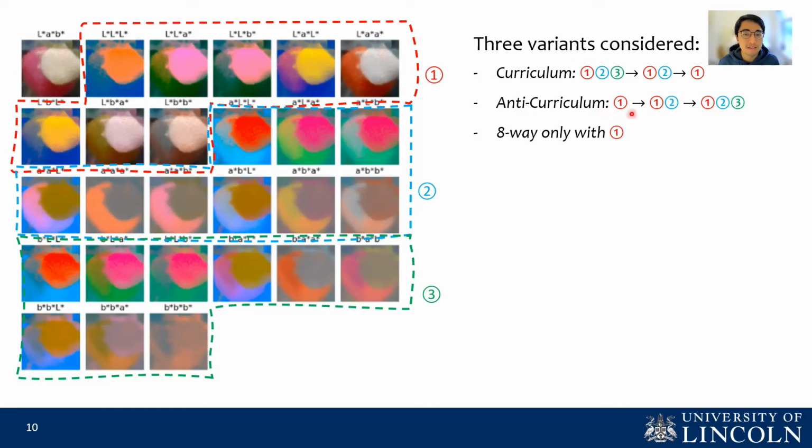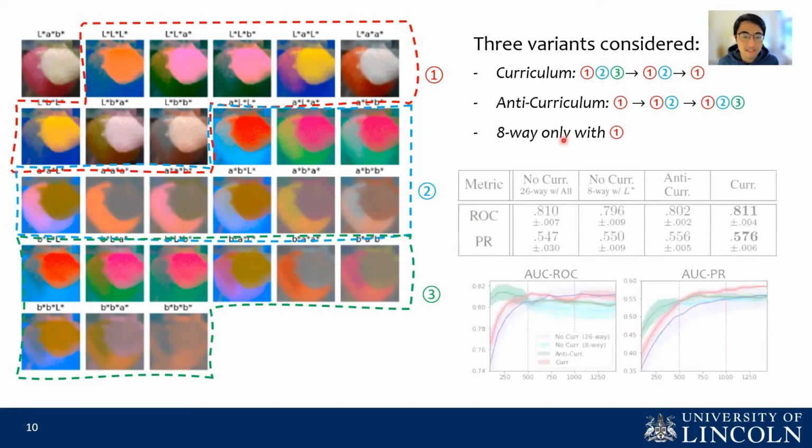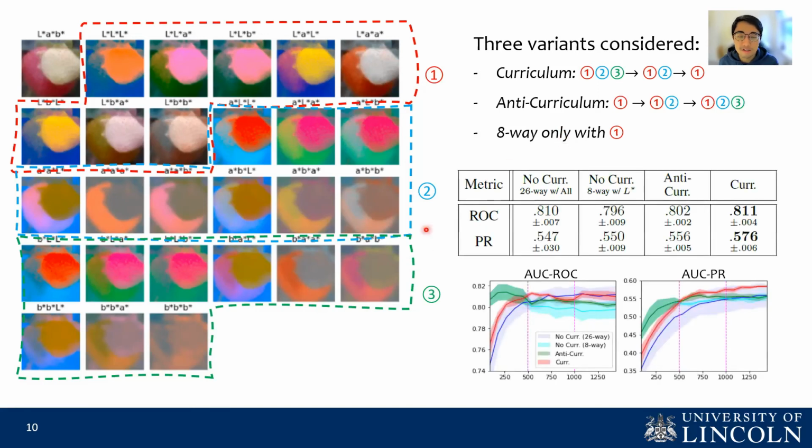The anti-curriculum mode does the opposite. It produces the first group only initially and adds the second and the third later. The third way only considers the first group persistently. The result here shows that with the curriculum, the performance improved further, and particularly there was a quite significant increase in the PR curve.